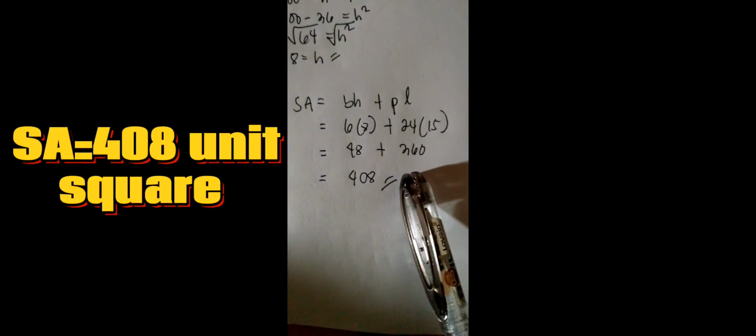Surface area is equal to base times height plus perimeter times length. Substitute the value of our B and H. So, B is equal to 6, and the height is 8, plus our perimeter is 24, and our length is 15. Then 6 times 8 is equal to 48. Then 24 times 15 is equal to 360, and 48 plus 360 is equal to 408 units squared.